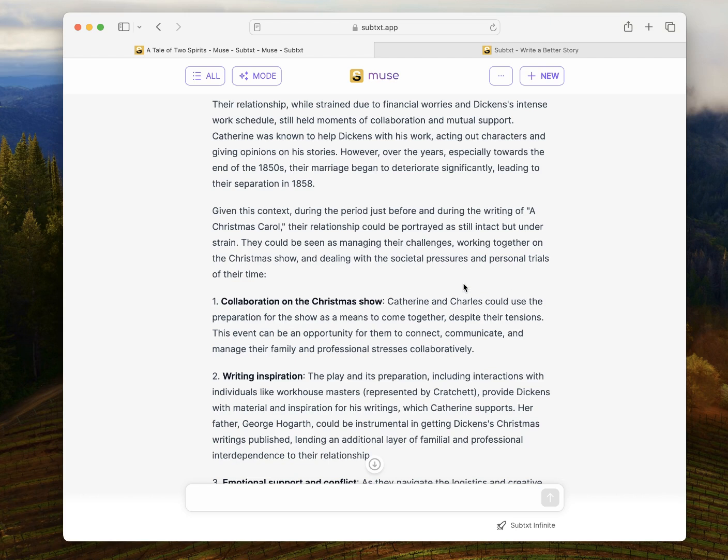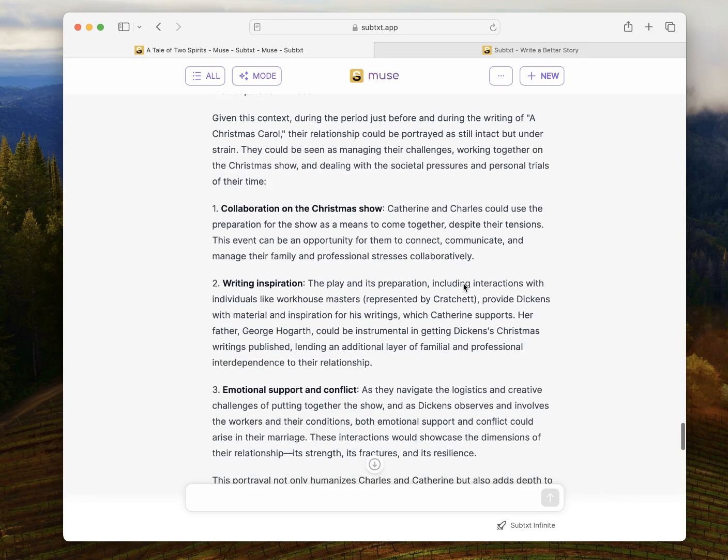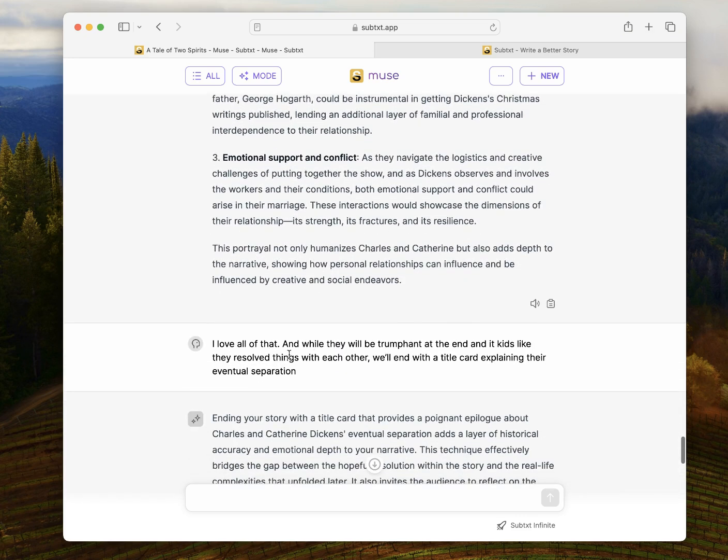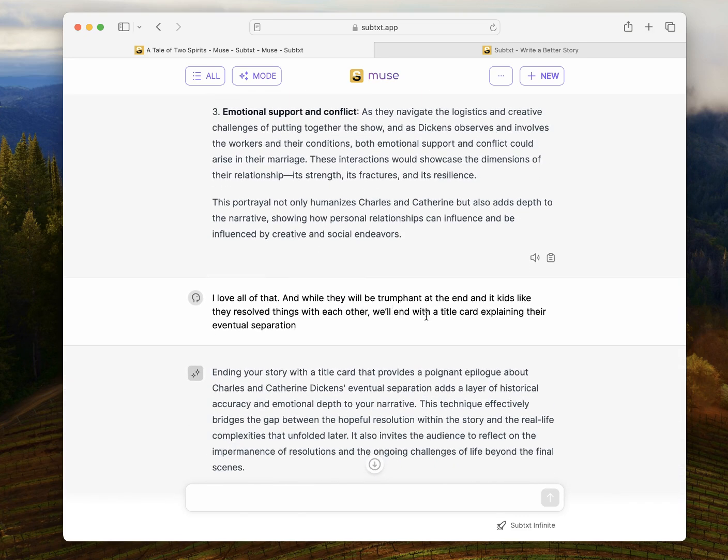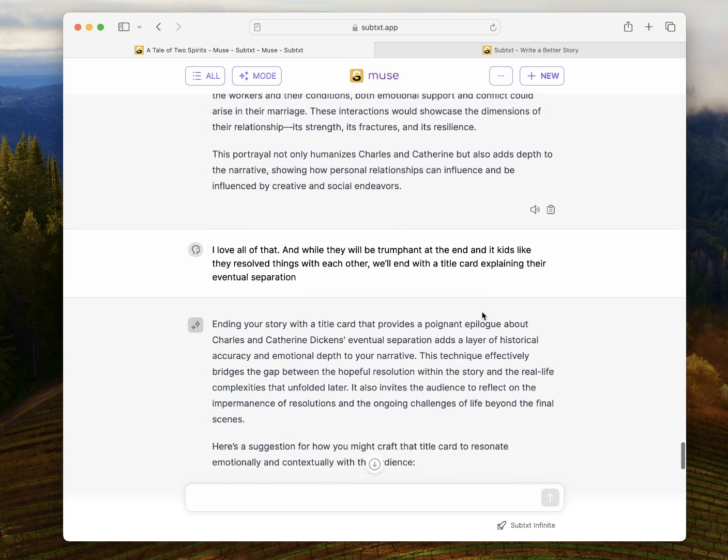And then maybe that's the inspiration too, why he would write it, to help make sure it didn't end up the way that it ended up. And then I said, I love all of that. And while they will be triumphant in the end, and they put on the great play, and everybody feels the Christmas spirit again, and it looks like they resolved things with each other, we'll end with a title card explaining their eventual separation.